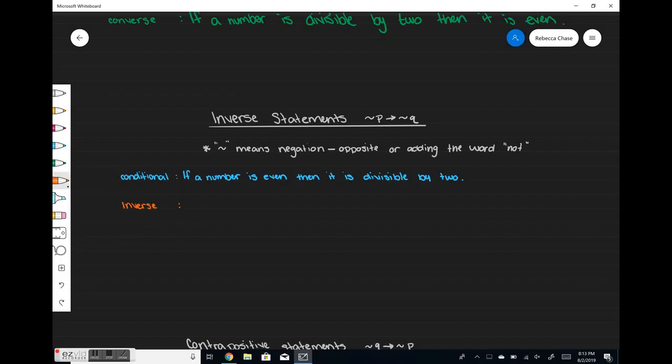Okay, so the inverse is simply the opposite, all right? So that little squiggly symbol right there, that's called a negation sign or a negation symbol, okay? So if you think about it, if we take the negative of a number, that means we do the opposite. So the opposite of 2 is -2. Same thing here. So when we do the negative of something, it's just doing the opposite. So what you're going to do is you're just going to add the word not to it. So it starts off with if a number is even, so we're going to change it to if a number is not even, then, and you're going to do the same thing with the conclusion, so then it is not divisible by 2.